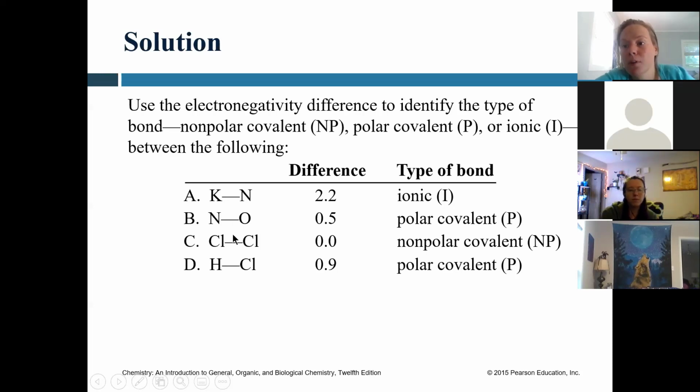Chlorine and chlorine, I wouldn't even need the numbers for that because it's the same thing. So I know they're going to be equally greedy. Anytime you have a diatomic molecule, Cl2, O2, H2, whatever, those are all going to be nonpolar covalent. And then HCl, hydrochloric acid, there is a difference of 0.9, which is definitely within the range of polar covalent.